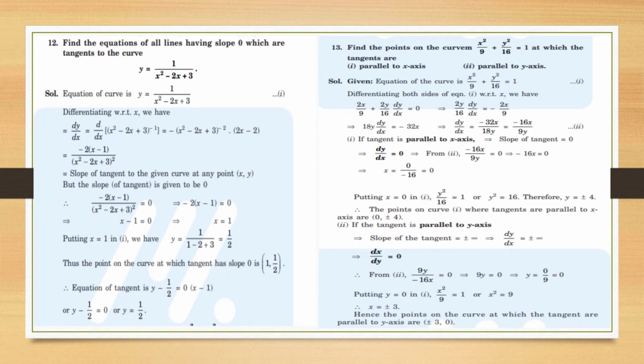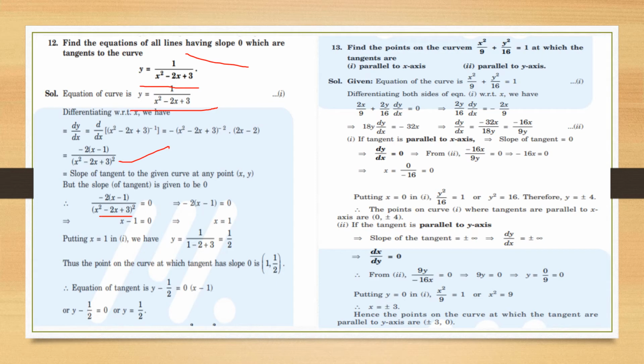Number 12 is: find the equation of all lines having slope 0 and tangents to the curve. So again start with it. This is my y. The derivative dy by dx is this. I can go for the quotient rule, that's okay. Otherwise, again (x square minus 2x plus 1) raised to power minus 1 can be used. So this is the slope of the tangent at point (x, y).